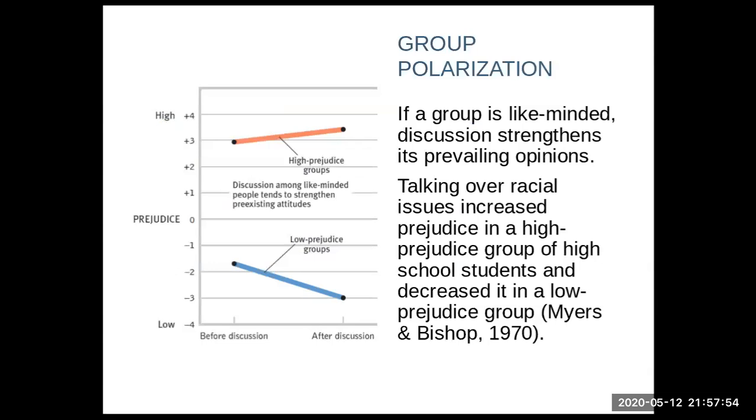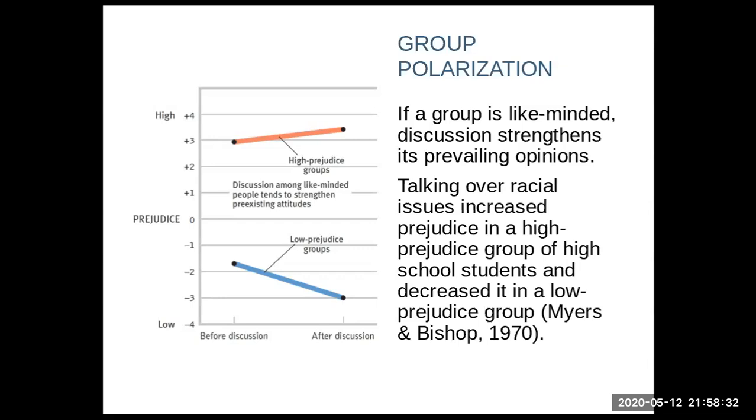So looking at this idea of group polarization, this study was done in 1970, but you would have thought it might have been done last year. So looking at a high prejudice group versus a low prejudice group, what the study found was that people who are highly prejudiced, racist, sexist, homophobic, all of those things, if they were talking together amongst themselves in a group, their prejudice that was already high tended to get even higher. So discussions among like-minded people tend to strengthen their pre-existing attitudes. Those that were already prejudiced became more prejudiced.